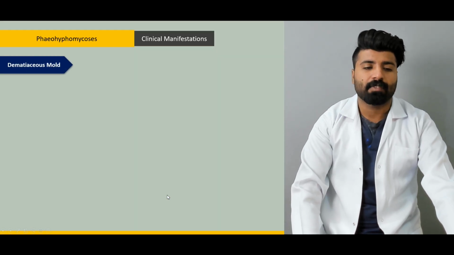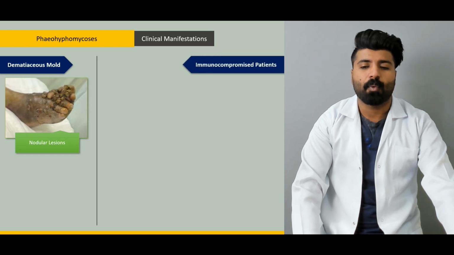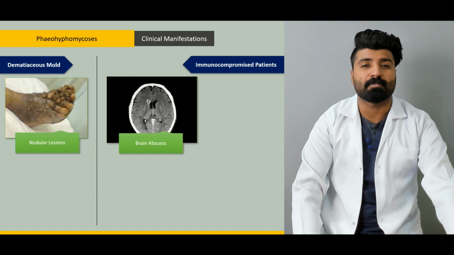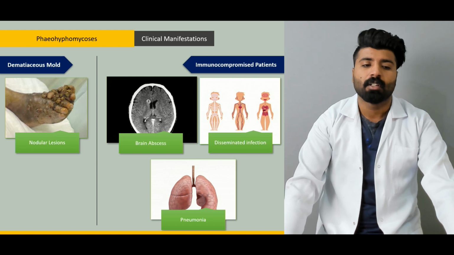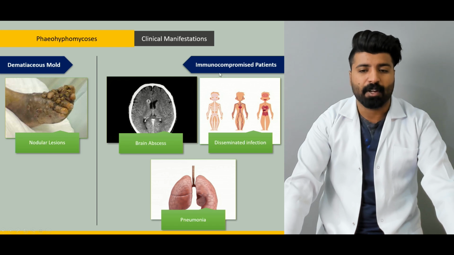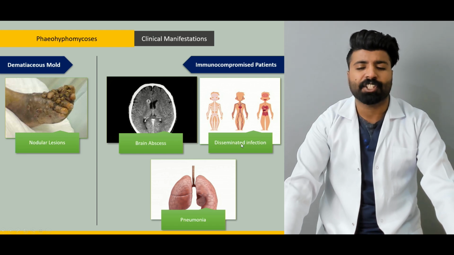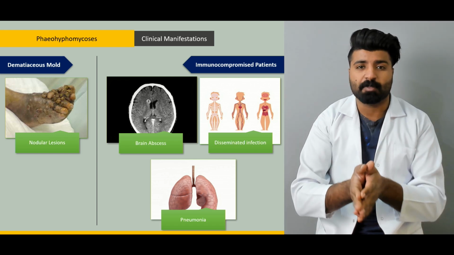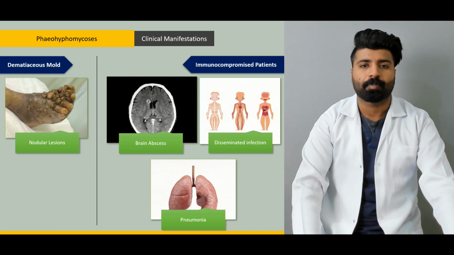Next on, we have this dematiaceous mold, which can cause these nodular lesions, and in immunocompromised patients it can cause brain abscess, disseminated infections, and pneumonia. So this mold in an immunocompetent patient will only cause these nodular lesions, but in immunocompromised patients, it's going to cause brain abscesses and hematogenous infections. These infections will be dependent upon which organ or lymphoid structure is being affected. And if it affects your lung, it will lead to pneumonia.